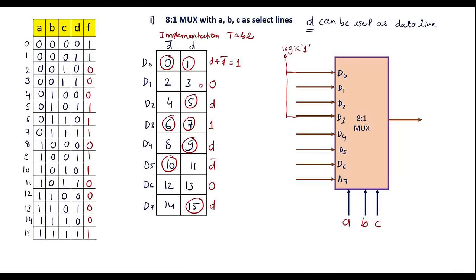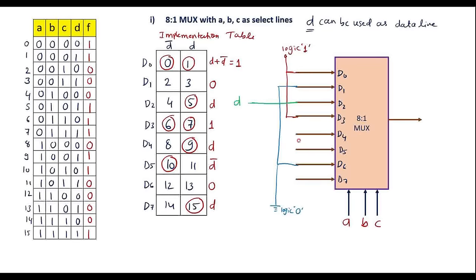Now D1 and D6 are 0, so D1 and D6 are connected to 0. Let me connect D1 and D6. These are connected to ground. Ground means what? Logic 0. Similarly, now D2 is connected to D. Let me take another color. So this D2 line is connected to D.